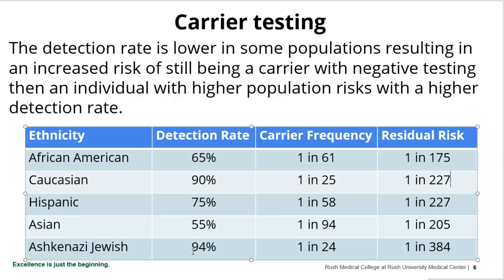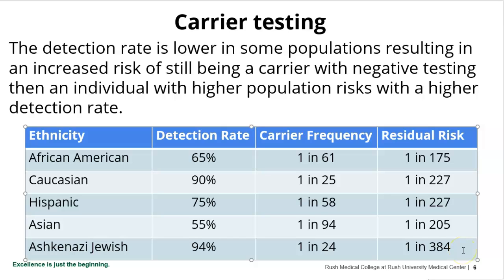Individuals of Ashkenazi Jewish descent, which is a subset of European individuals, have a 94% mutation detection rate. And there are 3 super common mutations, one being the delta F508. Before testing, their carrier risk is a little bit higher than the Caucasian population at 1 in 25. However, after completing genetic testing with a 94% detection rate, the risk is 1 in 384.